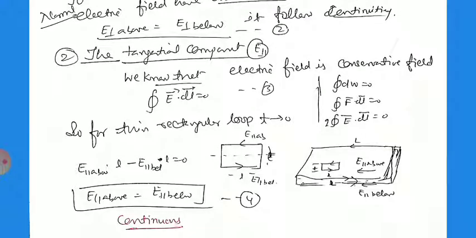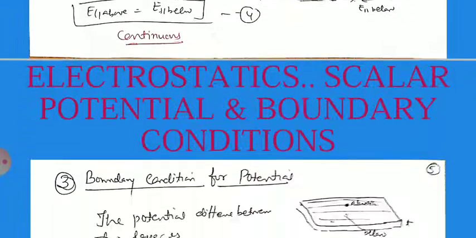Next, the tangential component of the electric field. We know that the electric field is a conservative field, so closed integral E dot dl equal to 0 for the closed path. So for the pillbox, the length of the sides is L and the thickness is T. If T tends to 0, then we can write E parallel above times L, which we took as positive, and the below direction we took as negative, so for the closed path the sum will be 0. So we can say E parallel above equal to E parallel below. So it is continuous.